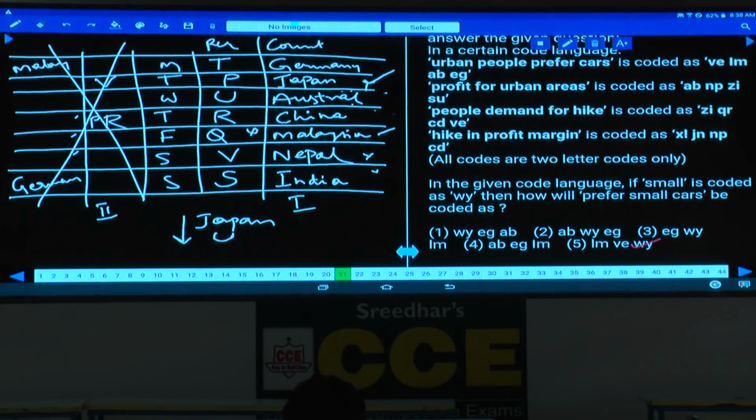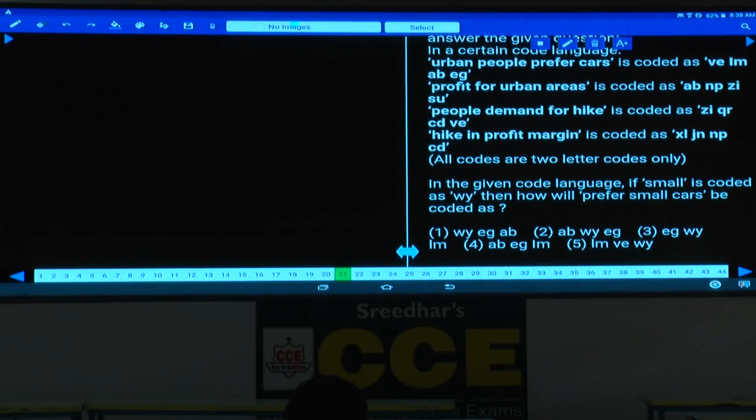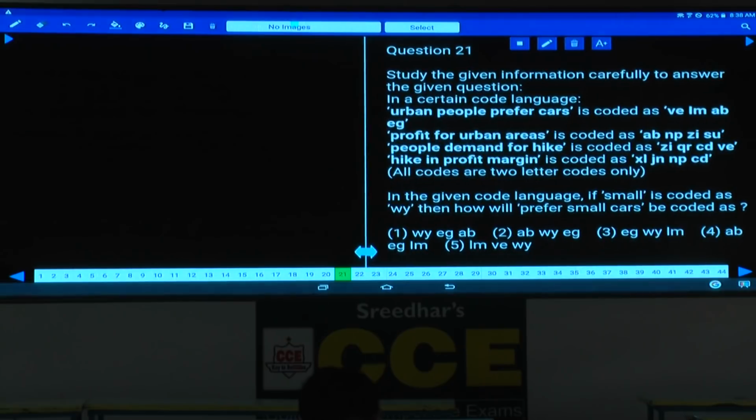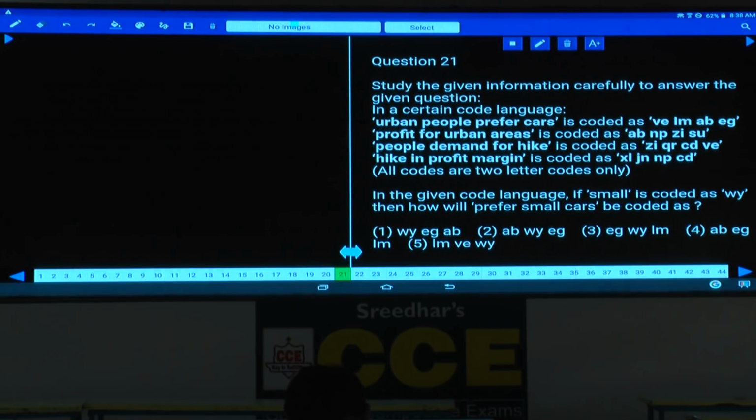Yes, completed writing this. Then 21 to 25. Now in this question, numbers 21 to 25, what is the information given here? Now this is based on coding and decoding. In this coding and decoding, how many sentences are there? There are 4 sentences in total. Then let us start identifying the codes for each of these words.